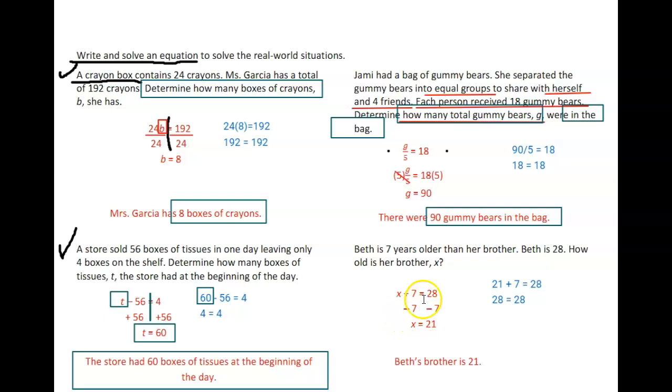So the opposite of adding 7 is subtracting 7. Let me know if you have any questions about this problem or any other problems on the notes. You will see that Beth's brother is 21 years old. Come and see me if you have any questions.